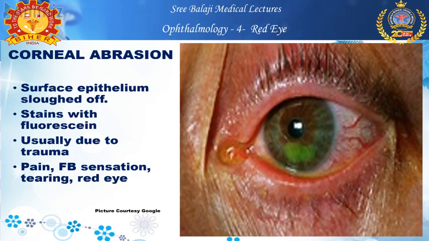Next common condition is corneal abrasion. Corneal abrasion is the condition where the surface epithelium has become sloughed off and it usually stains with fluorescein and commonly follows after trauma. Patient usually presents with pain, foreign body sensation, tearing and redness of the eyes.